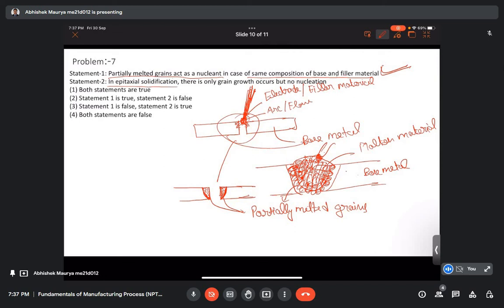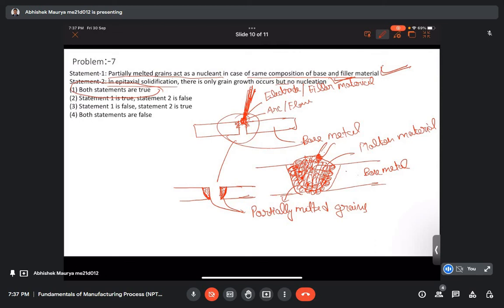Let's come to statement 2. In epitaxial solidification, only grain growth occurs but no nucleation. Yes, this is also correct, because the partially melted grains themselves act as a nucleant, so there is no need for separate nucleation of grains. Atoms will keep on depositing on these existing grains and start solidifying, and only growth will take place towards the molten region. Yes, this is also correct. So the correct option for this is 1.